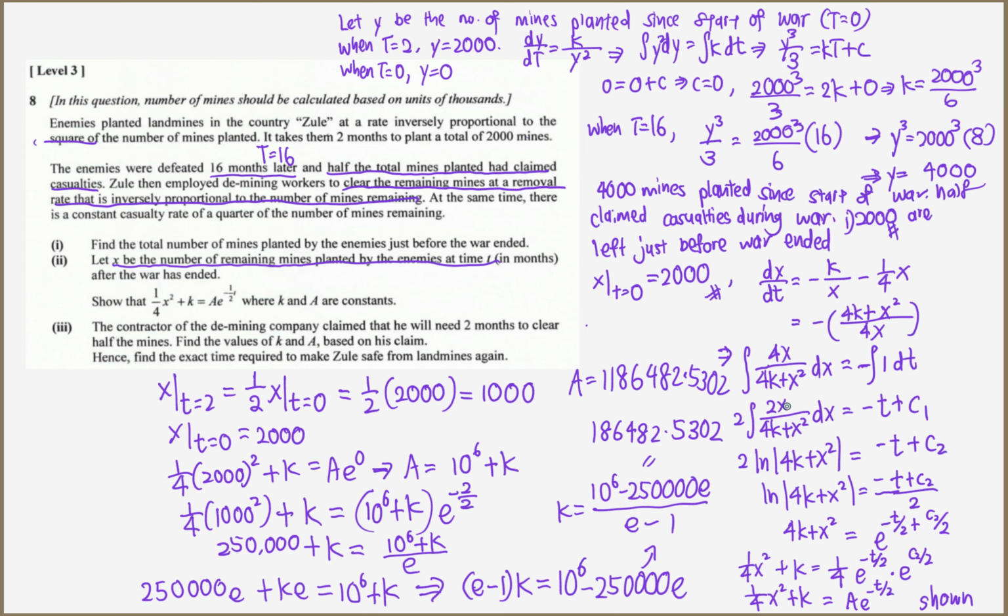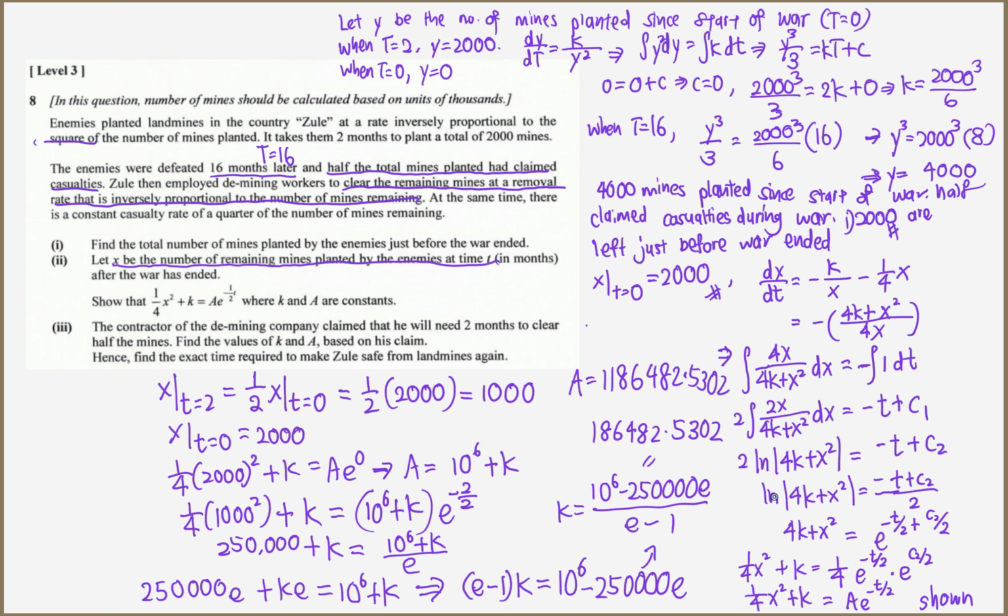When the numerator is the derivative of the denominator, we can just integrate and get ln of the denominator, equals minus t plus c2. Then the next step will be removing the 2 over to the other side and have minus t plus c2 over 2, where c2 is another arbitrary constant. So then 4k plus x squared.